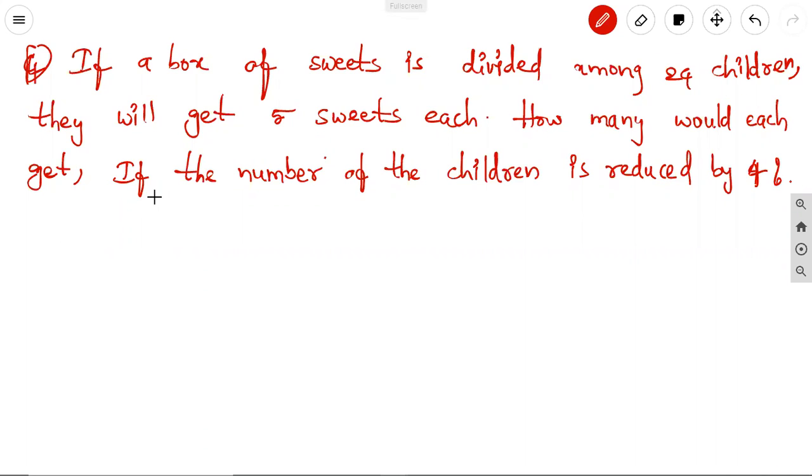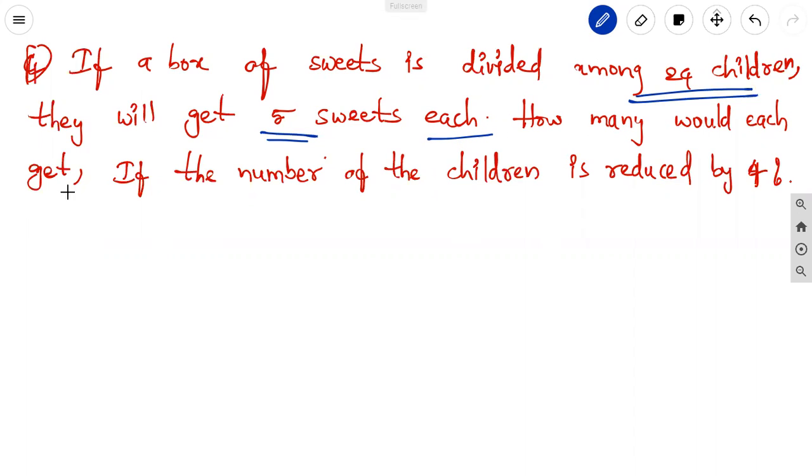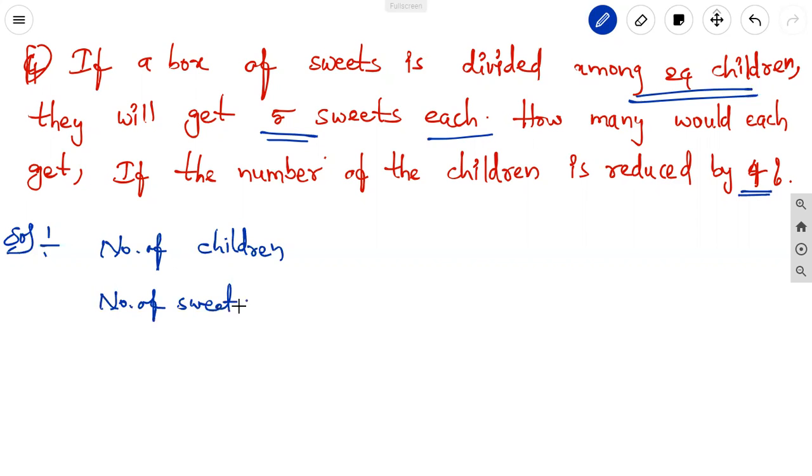The problem is on inverse proportion. Just observe whether it is direct proportion or inverse proportion. If a box of sweets is divided among 24 children, they will get 5 sweets each. How many would each get if the number of children is reduced by 4? Reduced means decreased. Here, from the given data, the number of children and the number of sweets for each child.